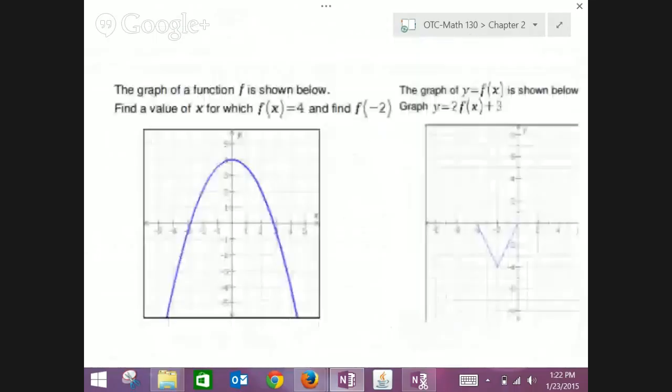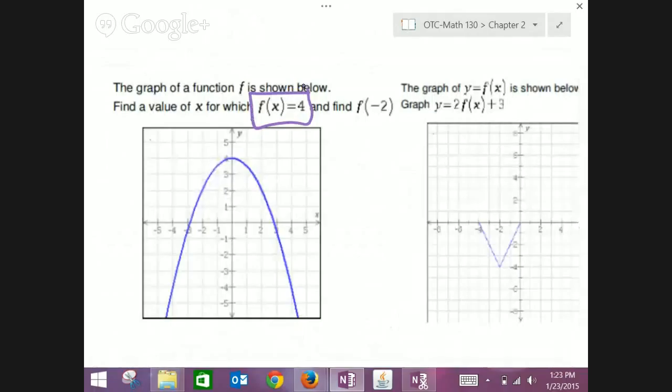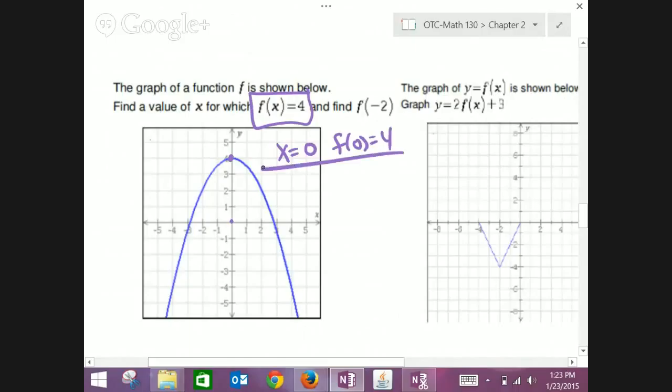This example has a lot to do with notation. So this is saying, for what value of x in the function does the output equal 4? So what value in my domain gives me a range of 4? 0, right? If I plug in 0 to my function, I come out with 4. So the answer here is x would equal 0, then f of 0 type approach, right?